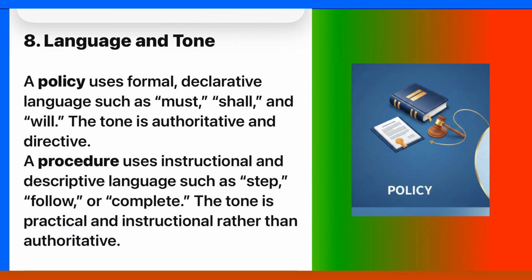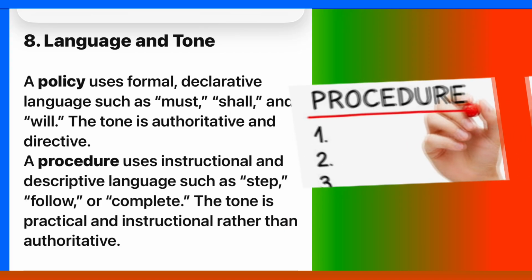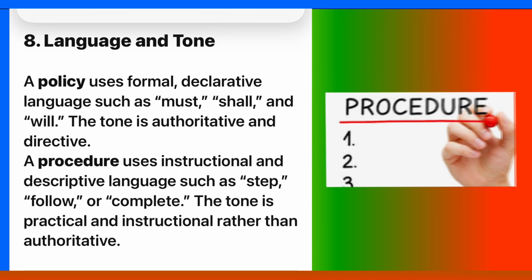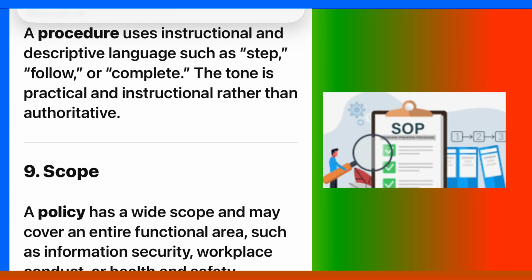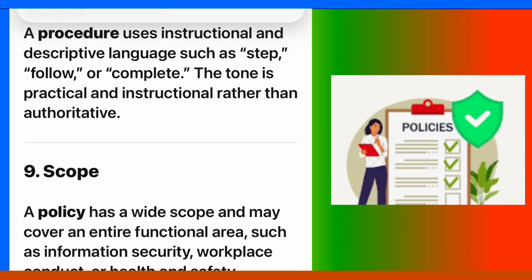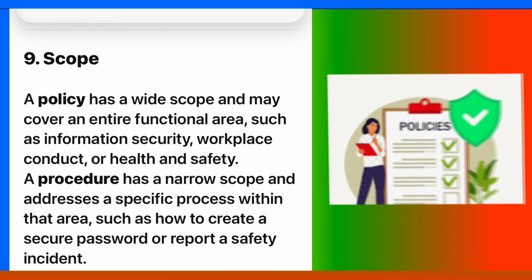A policy uses formal, declarative language such as must, shall, and will. The tone is authoritative and directive. A procedure uses instructional and descriptive language such as step, follow, or complete. The tone is practical and instructional rather than authoritative.